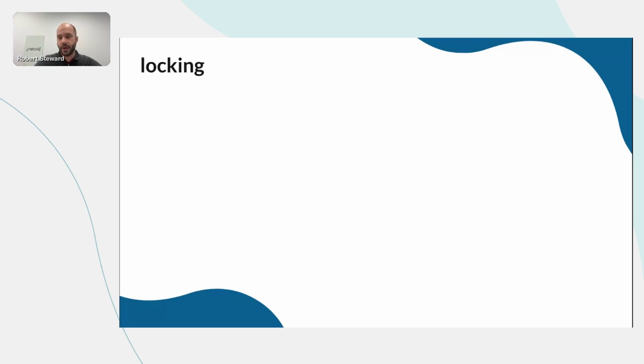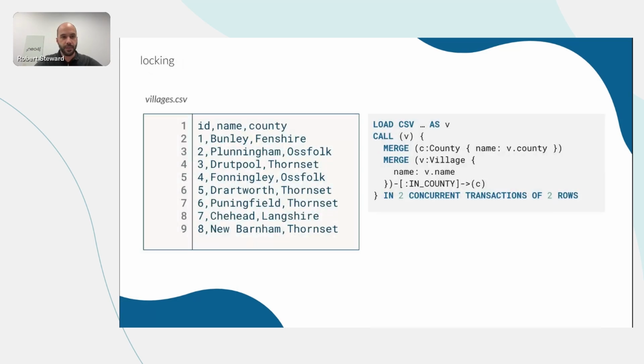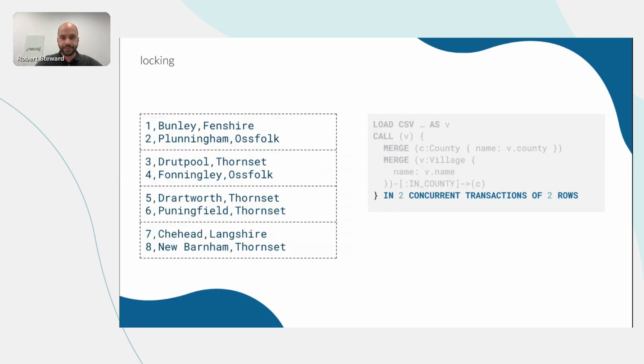Another problem we can have, lock collisions. So when you introduce concurrency, locking can be a problem. So if we go back to our villages data set, but this time we're going to use a slightly different data set. We're going to have counties instead of latitude and longitude. And we're going to begin merging new loads into the graph in 2 concurrent transactions of 2 rows. Many villages can be part of one county, which will cause us a problem, as we'll see soon. So we'll execute the query.